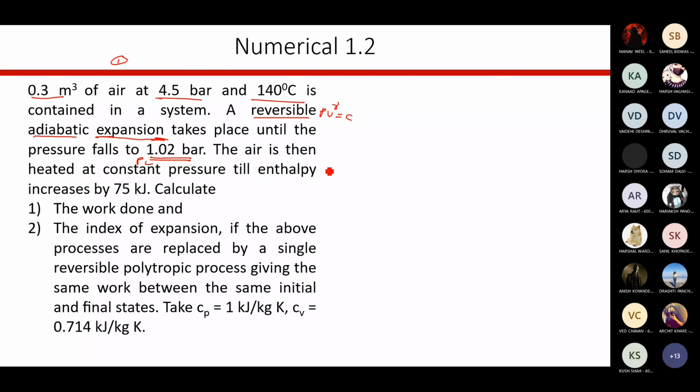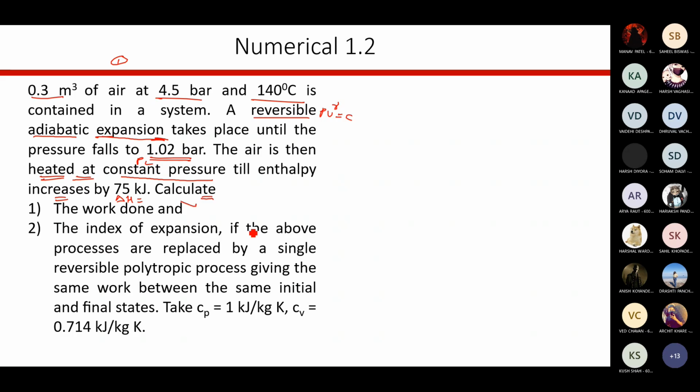Now the air is then heated at constant pressure. Now this is important. Heated, and this heating takes place at constant pressure till the enthalpy increases by 75 kilojoules. So this is change in enthalpy. There is increase in enthalpy. Means I should go from left to right in this process, heating process at constant pressure. I should go from left to right.